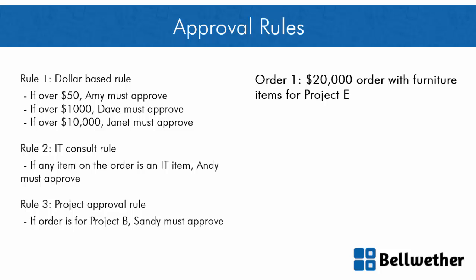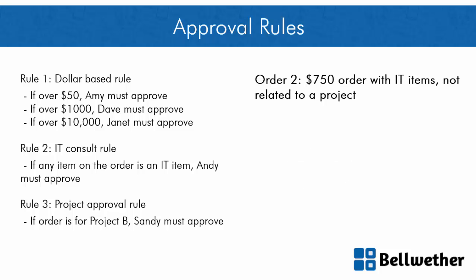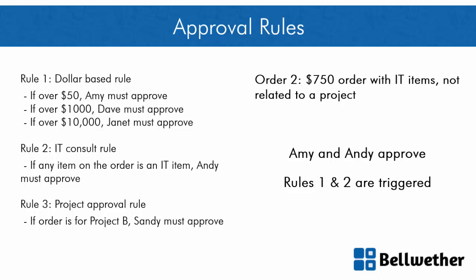In scenario number 1, we have an order for $20,000 for furniture, and it's related to Project E. In this scenario, Amy, Dave, and Janet, all 3 levels of the first rule, will be triggered. Our second order is $750, and it has IT items on it, but it's not related to any project. This will trigger rules 1 and 2. However, for rule 1, it will only trigger the first level, Amy, to approve it, and then in rule 2, Andy must approve it because there are IT items on the order.